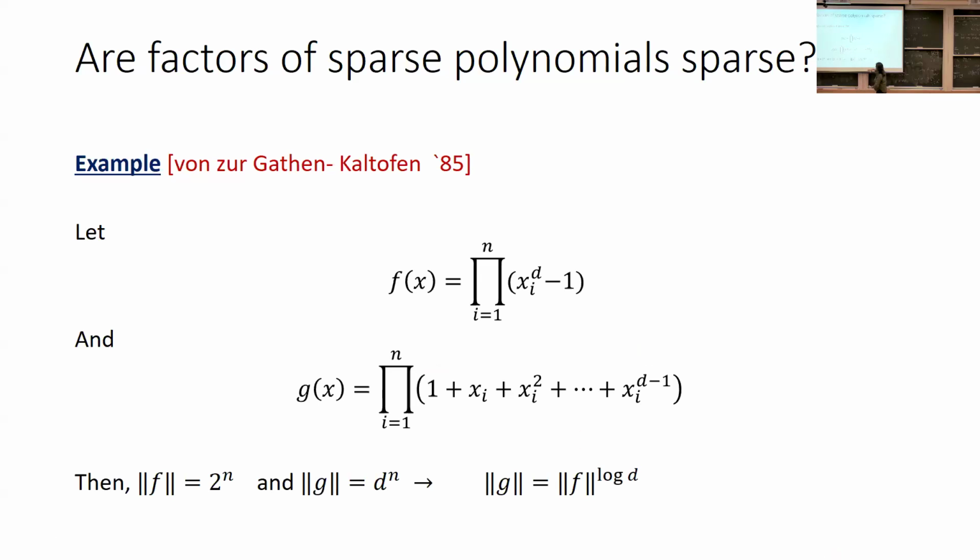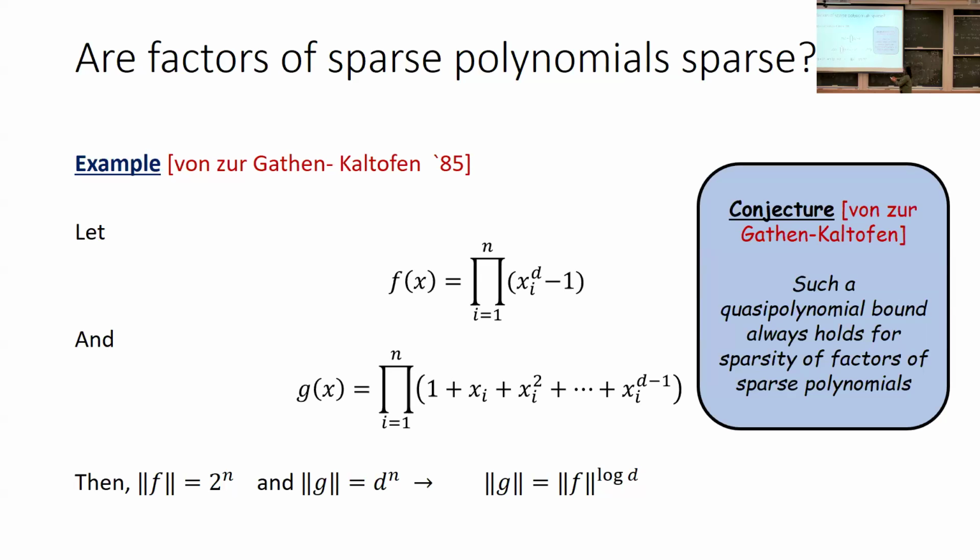So if you work it out, you can see that if f has some number of monomials, you can construct polynomials where the factors have quasi-polynomially larger number of monomials than the underlying polynomial itself. So there's a quasi-poly blow-up in this example, which is not too bad. You could have had an exponential blow-up, but this example just gives a quasi-poly blow-up. And one can conjecture, and it was conjectured by von zur Gathen and Kaltofen, that perhaps this bound is always true. You can't find polynomials where factors have a lot more monomials. And we don't know. This question is really wide open.